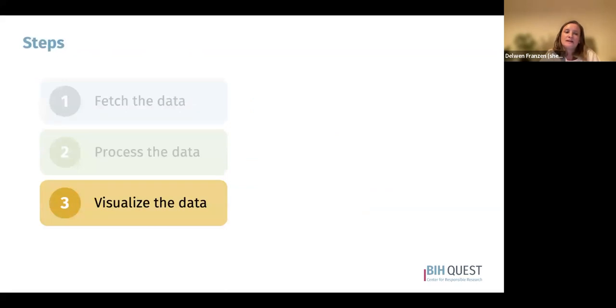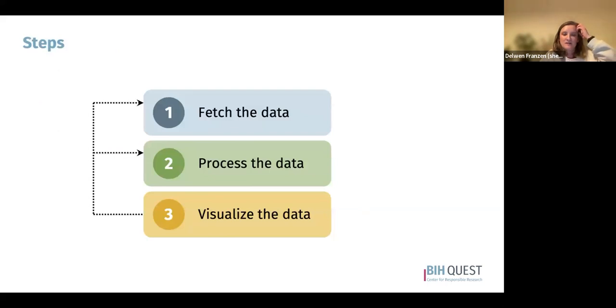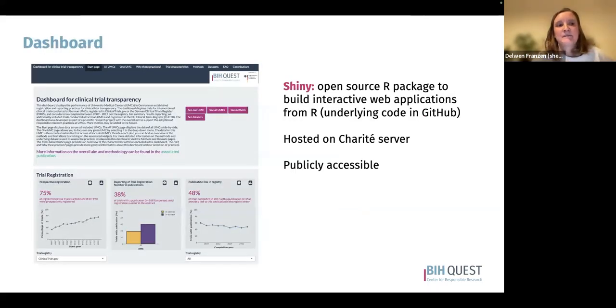Now, the third point, which I realize I'm getting to the end of the talk, but of course I want to touch on, is visualization. So this is what it all ended up as. This was the final output of our study. Here you can see a screenshot of the main page of the dashboard, where you see the performance across university medical centers. Now, the dashboard was developed in R Shiny, which is an open source R package to build interactive web applications from R. All the code is openly available on GitHub. It was hosted on a Charité server and it's now publicly available. But we did restrict access to the dashboard while we were developing it.